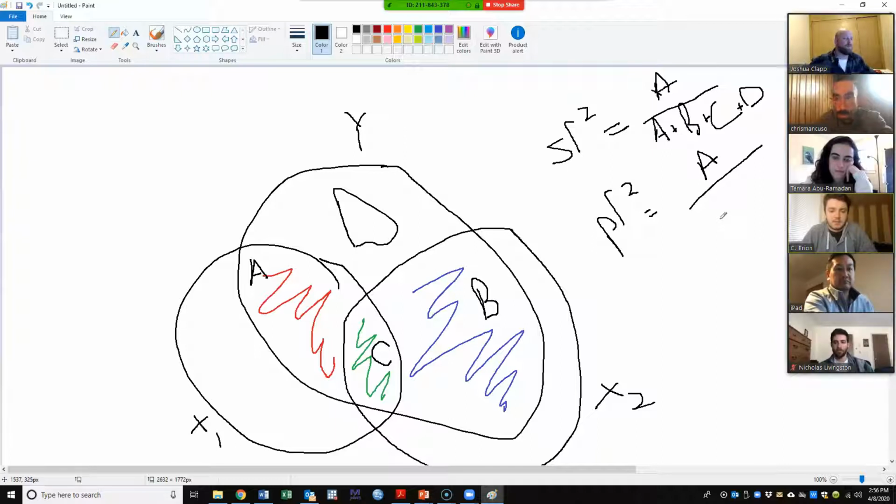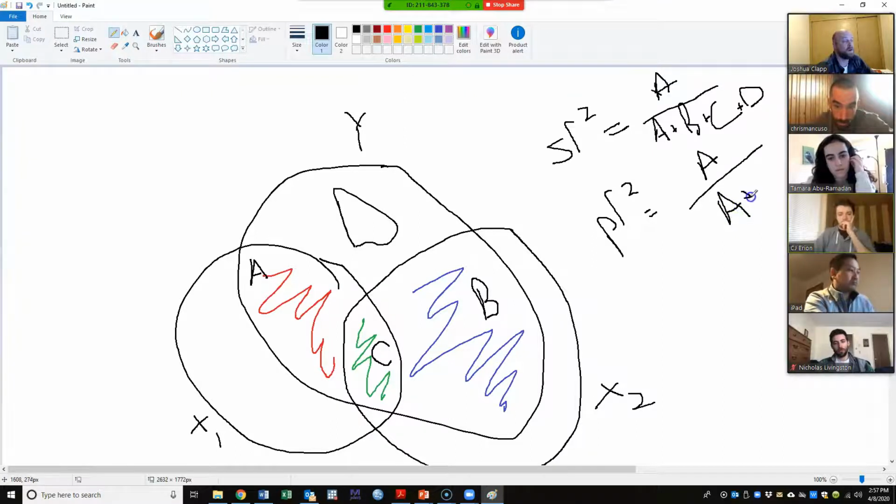Okay, so remember that I'm interpreting my squared partial correlation as the proportion of residual variability in my outcome attributable to my predictor. And so if X1 is my predictor, what's the residual variability? What's left over after I account for X2 and anything that's shared with X2? D and what? A. Yeah.